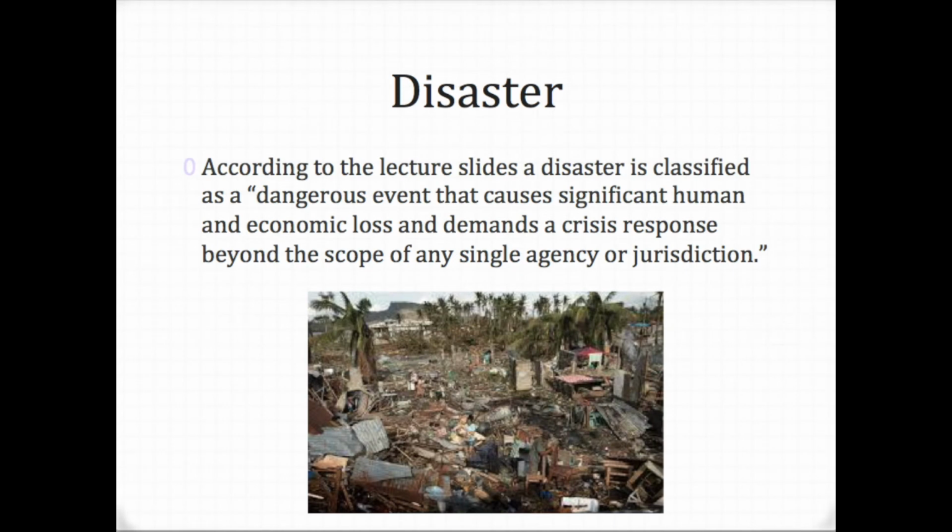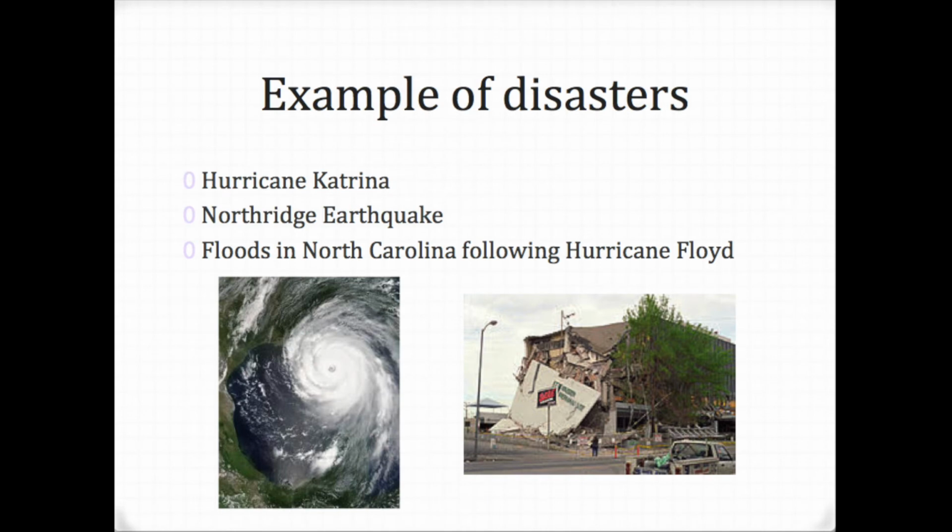Now that we know what constitutional rights are, we should talk about disasters. According to the lecture slide, a disaster is classified as a dangerous event that causes significant human and economic loss and demands a crisis response beyond the scope of any single agency or jurisdiction. Some examples of disasters could be Hurricane Katrina, the earthquake of Northridge, and floods in North Carolina after Hurricane Floyd. Alright, now that we know what constitutional rights are and what event is considered a disaster, we must try to understand how these two concepts interact with one another.